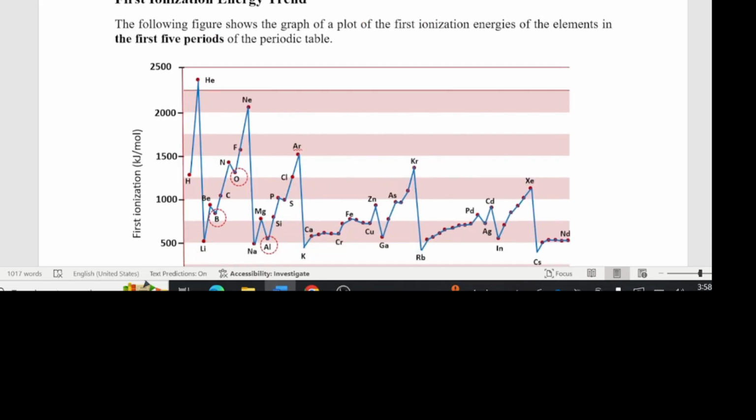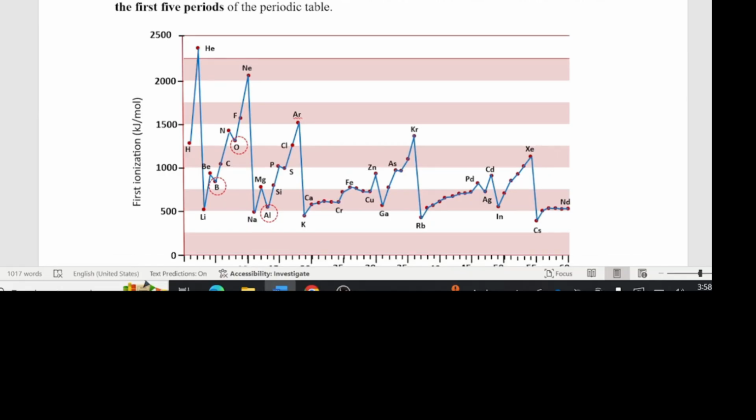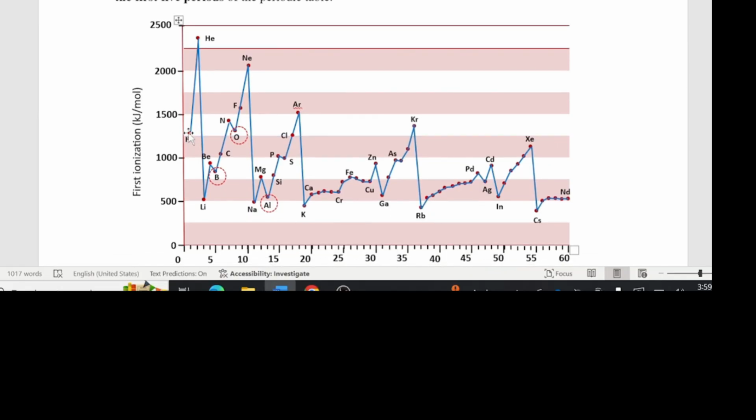This graph that you see here is a plot of the first ionization energies of the elements in the first 5 periods of the periodic table. We will analyze the ionization energy for each of these and try to explain why there are certain deviations in the pattern. You can see here, I circled these: boron, there's a slight deviation. One would expect it to go up, and the same thing with oxygen here, and aluminum here.